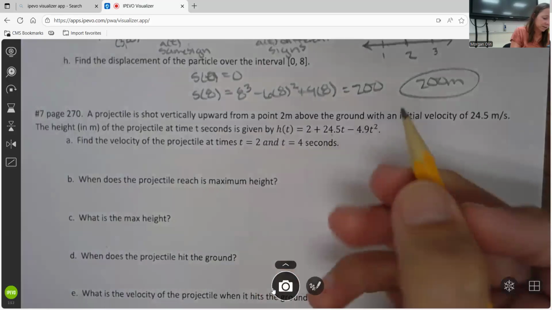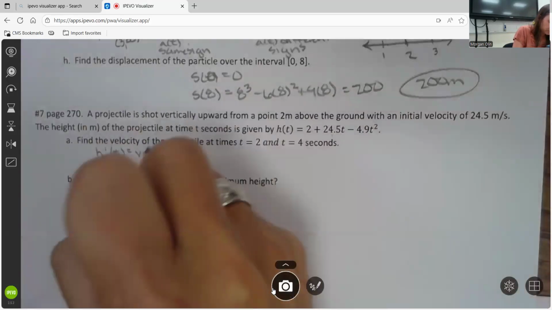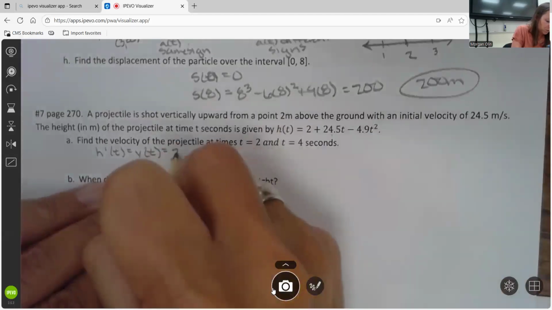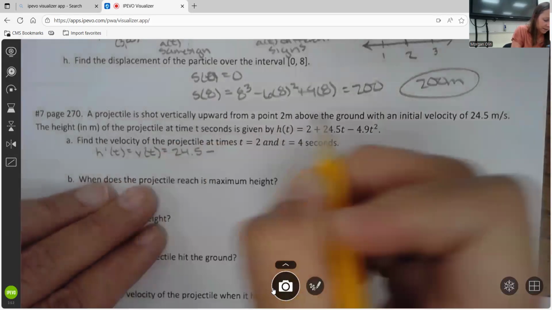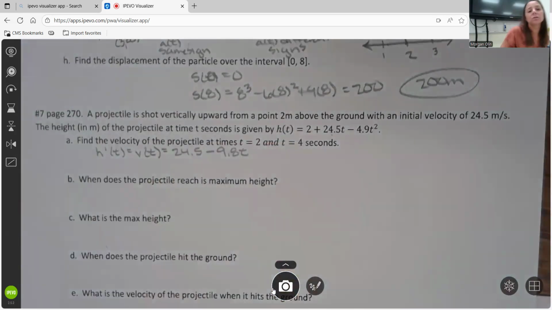So this is the height of it. To get the velocity, we take the derivative. So if I was finding v of t, this would just be 24.5 minus 2 times that would be 9.8 t. Now, let me show you some things with a calculator because I want you to make sure that you're aware of the different things you can do with the calculator. So let me share the screen. Here we go.